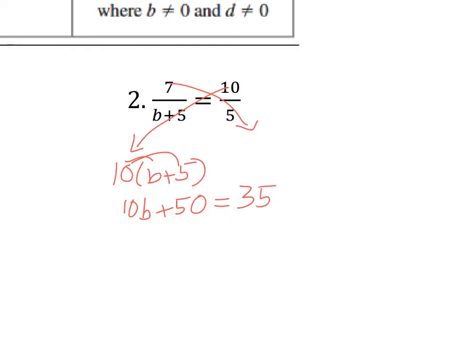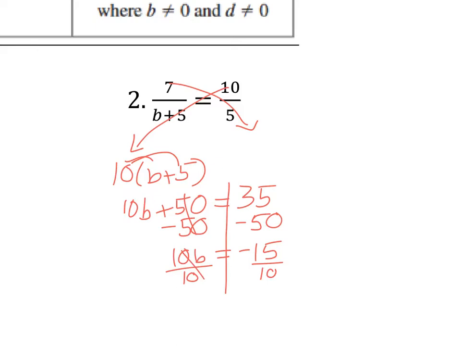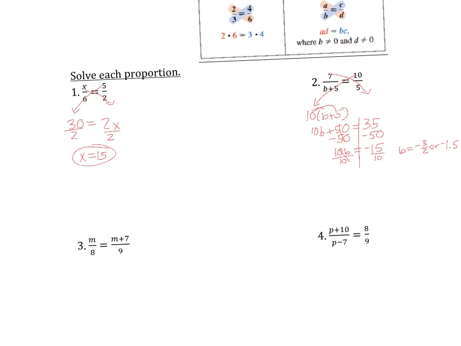That's the easy one. So then I just have an equation I need to solve here. So remember opposite operations when I go to opposite sides of the equal sign. So I want to subtract 50. I have 10b equals negative 15, divide by 10, and we end up with b equals negative 3 over 2, or you could call that negative 1.5 if you want to use the decimal version. So that's how we cross multiply when we have an expression just like that.